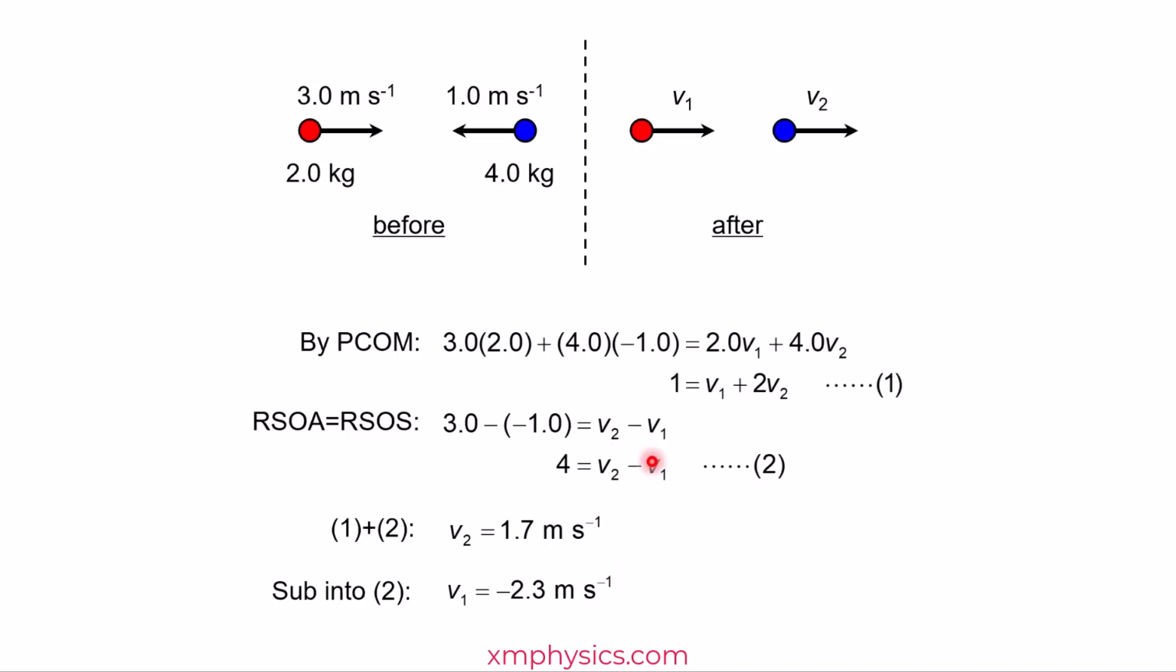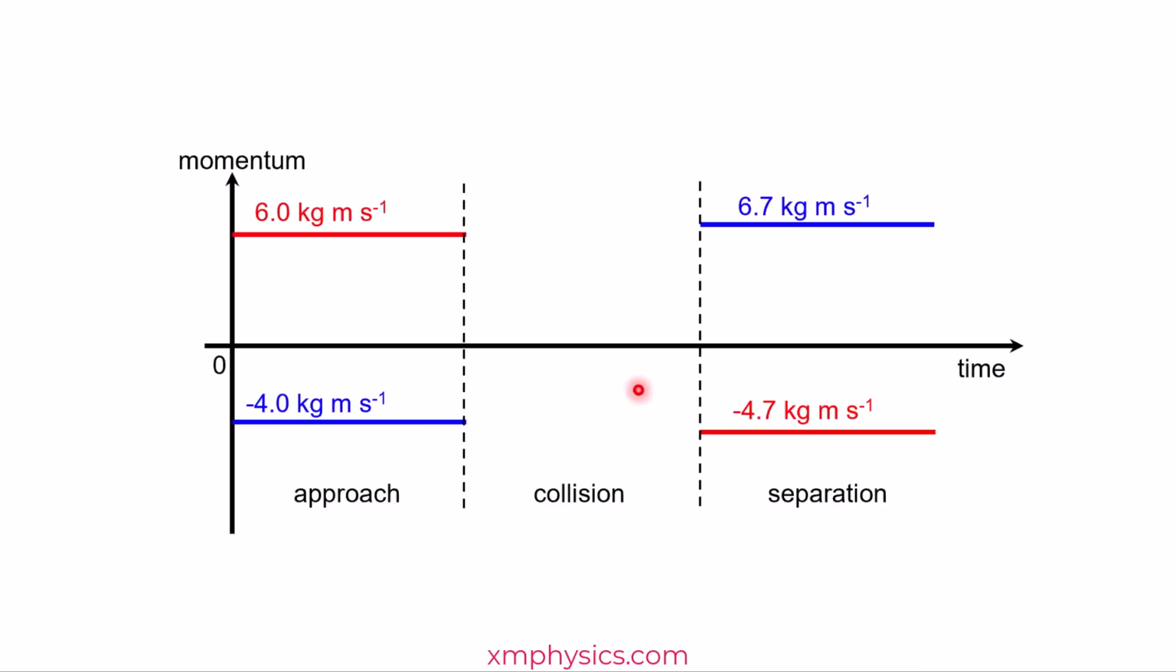Now I think it's actually more interesting to look at the graphs. So I've plotted on this graph here, momentum against time. So here we have the momentum of the two balls before the collision, and here we have the momentum of the two balls after the collision. Of course, if you add up these two numbers, it's the same because momentum must be conserved, right?